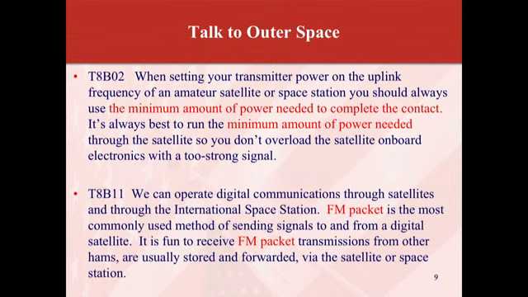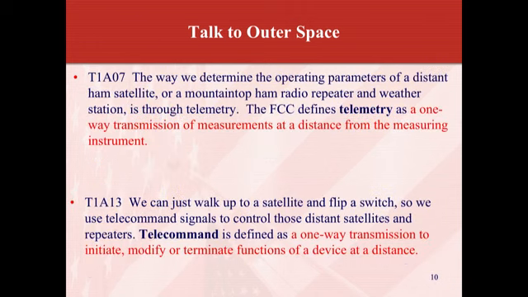We can operate digital communications through satellites and through the International Space Station. FM packet is the most commonly used method of sending signals to and from a digital satellite. It is fun to receive FM packet transmissions from other hams, usually stored and forwarded via the satellite or space station. They're also doing SSTV now too.